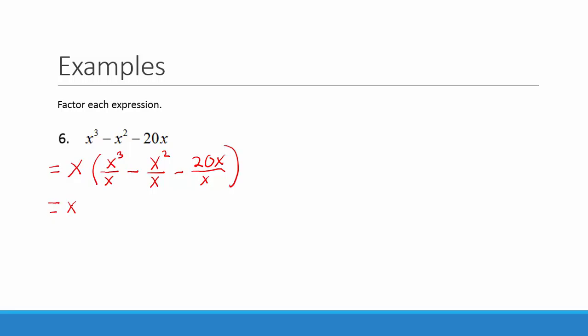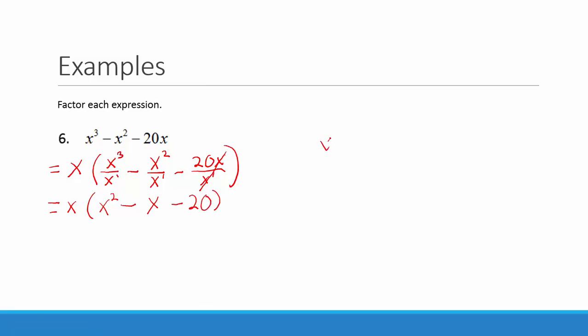Next, we will simplify what's in parentheses. Remember that an x has a power of 1. So we subtract exponents when we divide. 3 minus 1 is 2. So we get x squared. 2 minus 1 is 1. So we just get x to the first, or just x. And x over x is equal to 1. So we're just left with 20 as our last term in the parentheses.